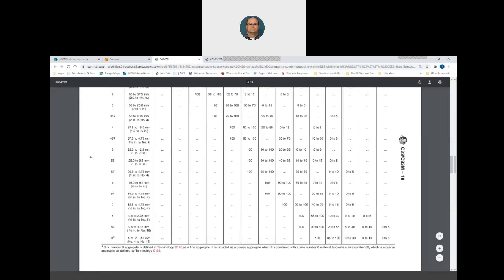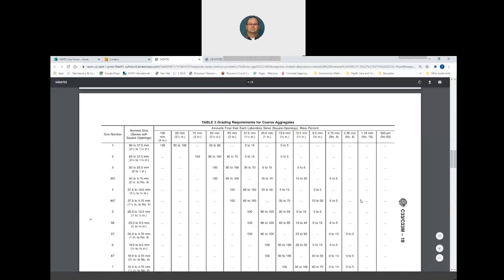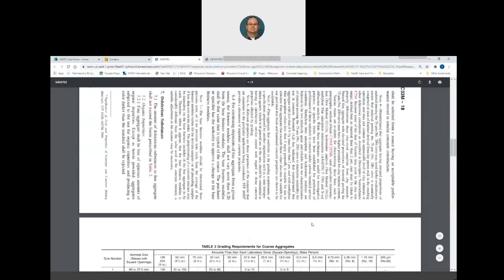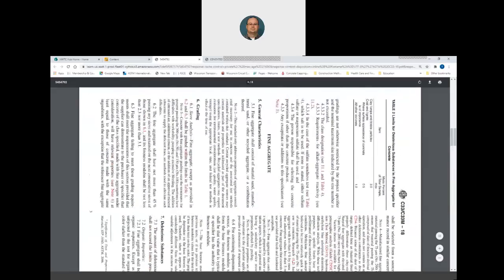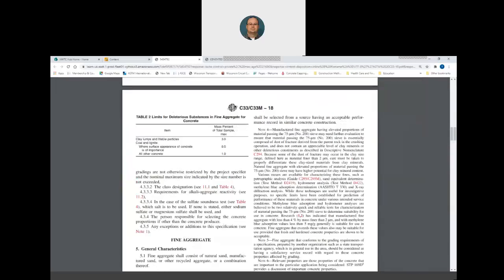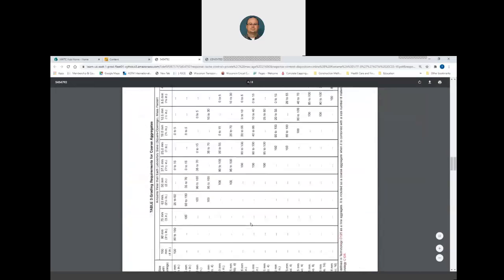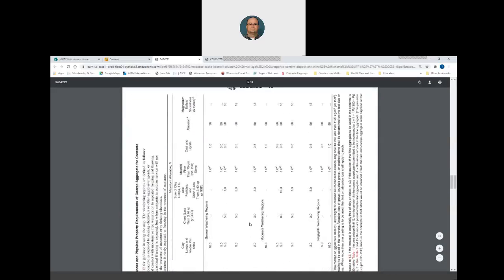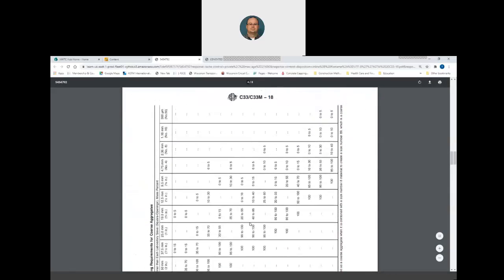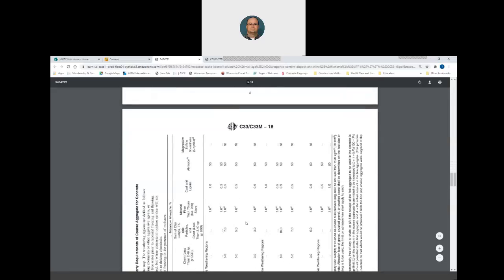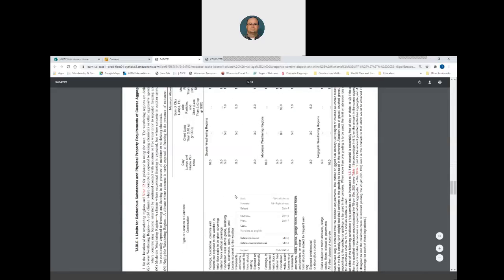So, how do we know? The number 200 sieve is where the percent fines pass. Okay. I'm going to rotate this back. There is also another table right after this, because how much fines can we accept? So actually, we look at table 4.